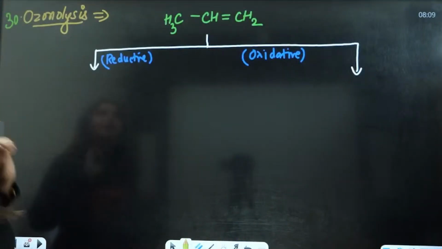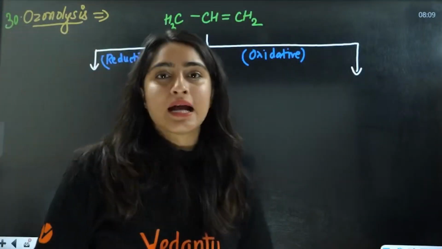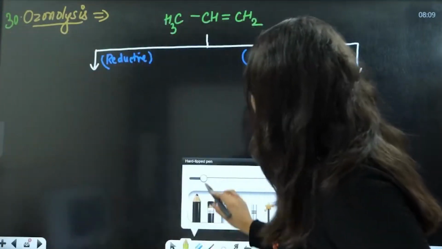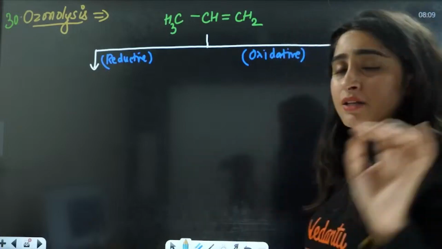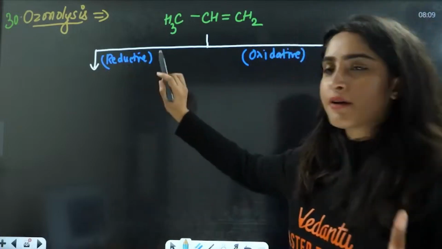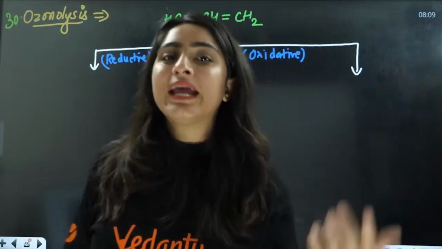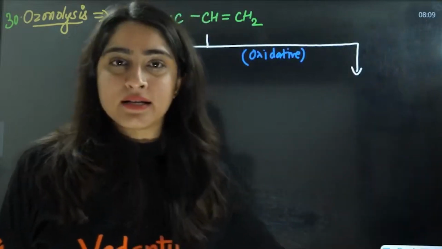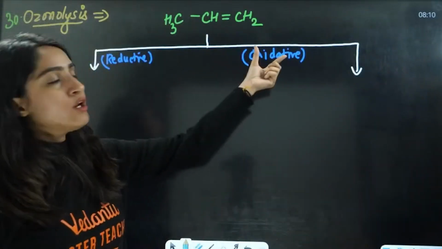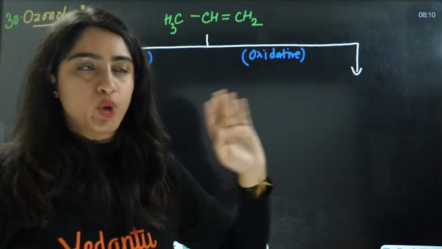Okay. Now, next is ozonolysis. How to do ozonolysis? Very simple trick, I'll tell you. There are 2 kinds of ozonolysis. First is reductive, then there is oxidative. For reductive, they will give you O3 in presence of zinc. And in oxidative, you will be given H2O2.